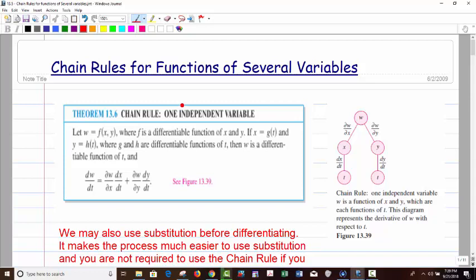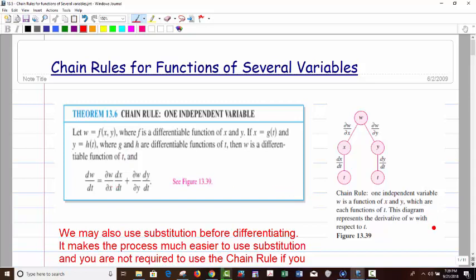So let's look at chain rule where you have one independent variable. So we're saying let w equal a function of x and y, and x is the function g of t. So that's what we mean by the one independent variable, and y is h of t. So w is a function of both x and y, but x and y are both functions only of one variable, t.